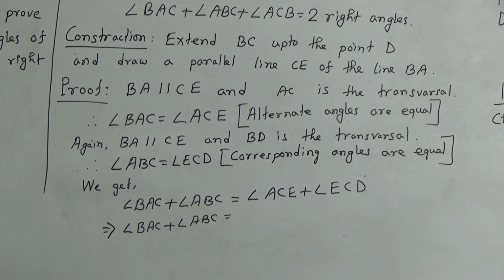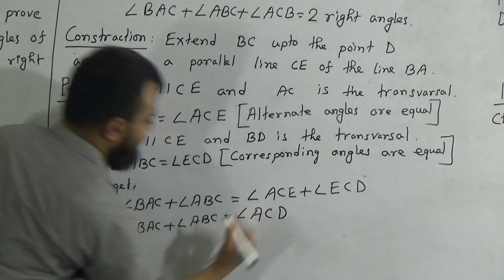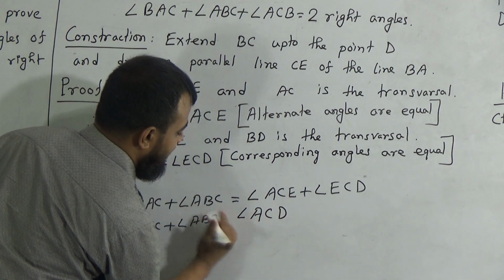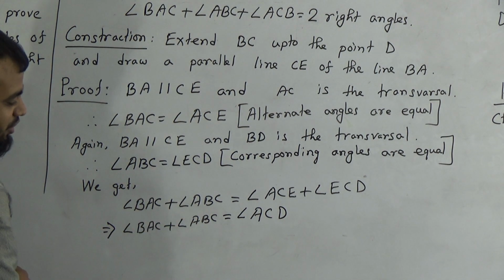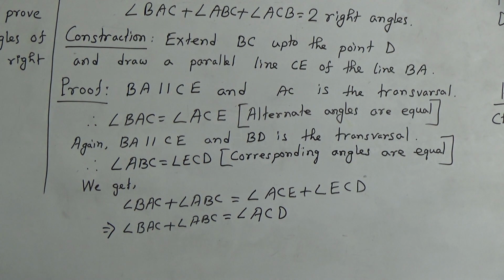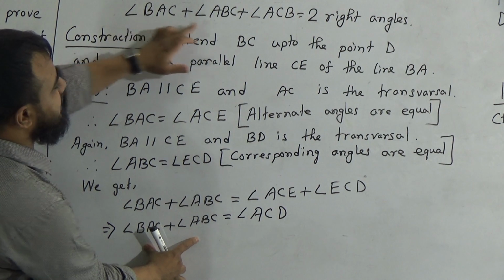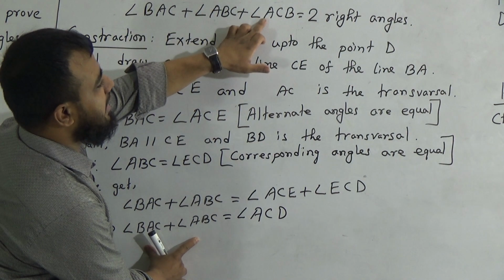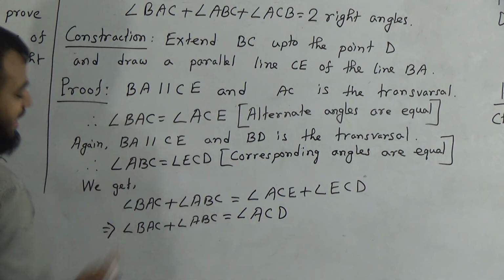In the figure, angle ACE plus angle ECD is equal to what? That is equal to angle ACD. So you can write down in the right side the angle ACD, because these two angles' sum is nothing but the angle ACD. Now we will add on both sides of this equation the angle ACB, because we are going to prove that these three angles sum to two right angles. Already we have got these two angles BAC and ABC, and we need only the angle ACB on the left side. That is why we will add on both sides of this equation the angle ACB.